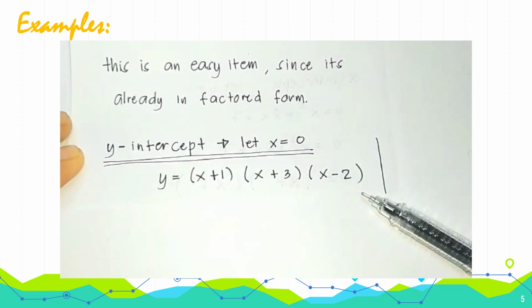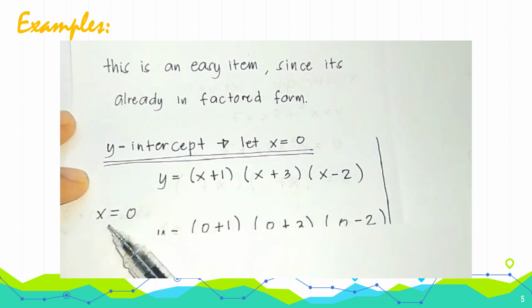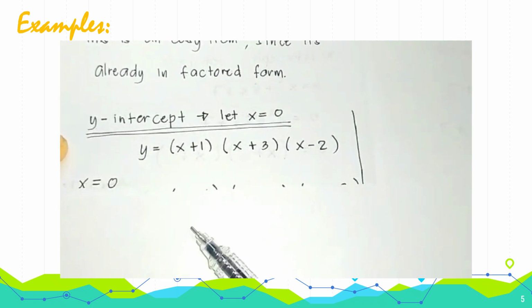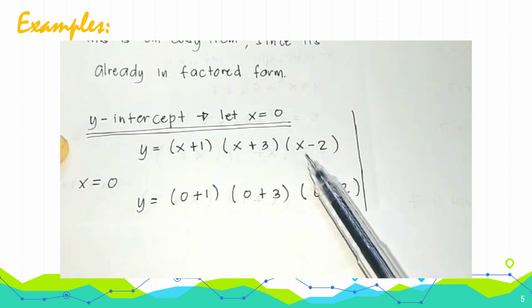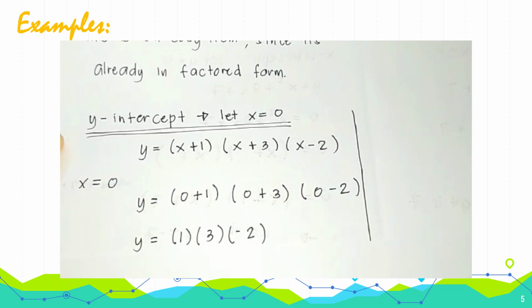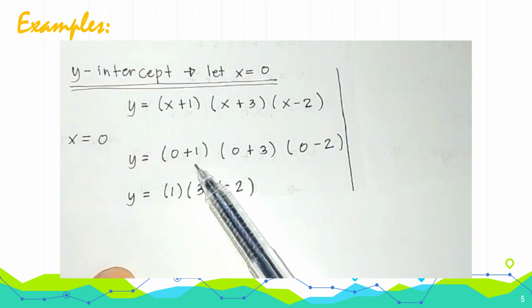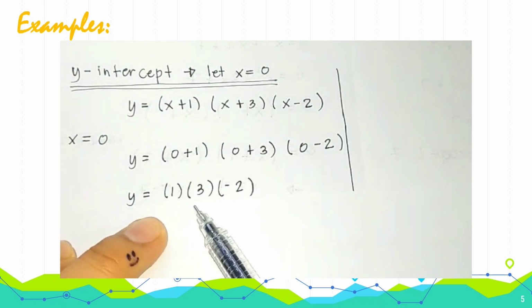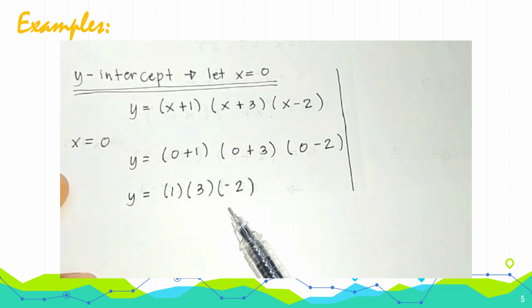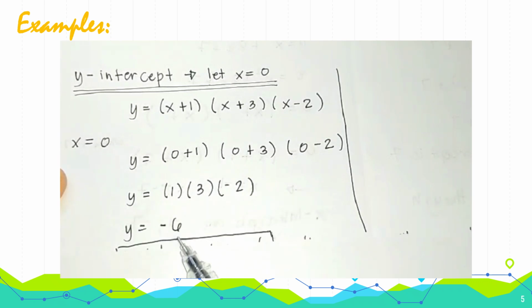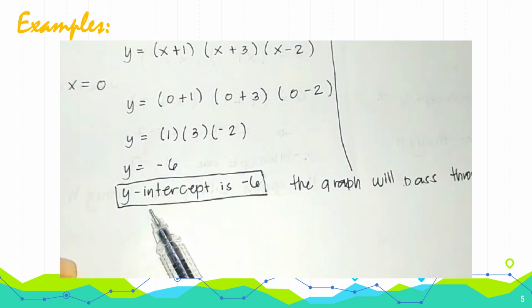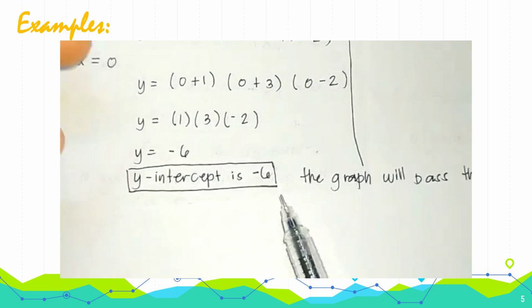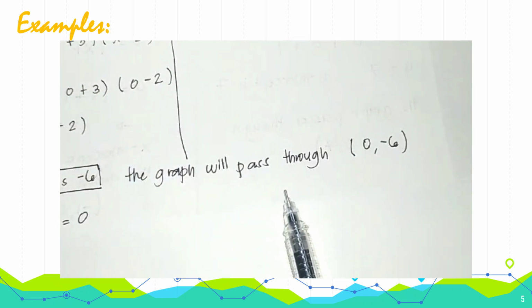If we have this equation as a given, and we let x be 0, we rewrite the equation with x as 0, and therefore we will have the values positive 1, positive 3, and negative 2. Afterwards, all we need to do is multiply. 1 times 3 times negative 2 will give us negative 6. And we say that the y-intercept is negative 6, and the graph will pass through 0, negative 6.